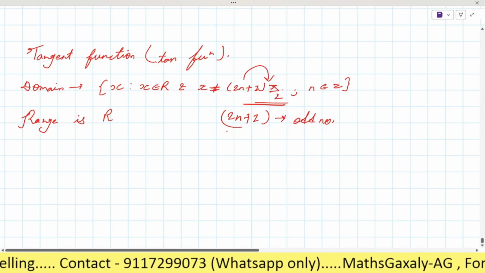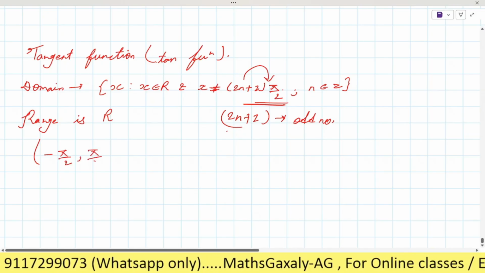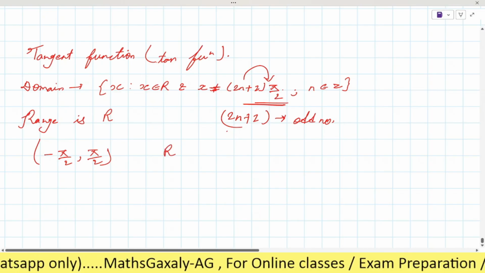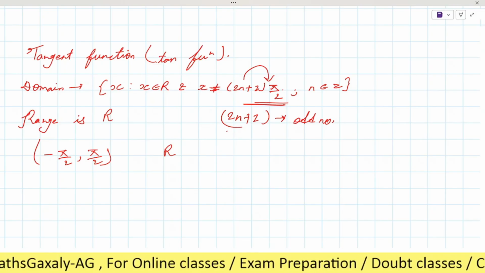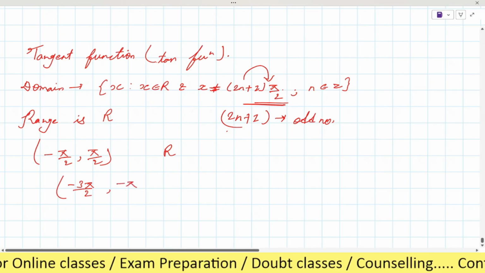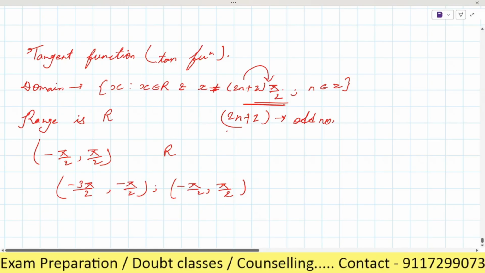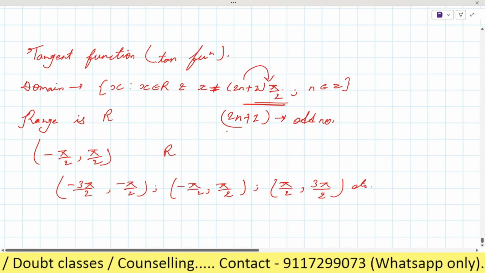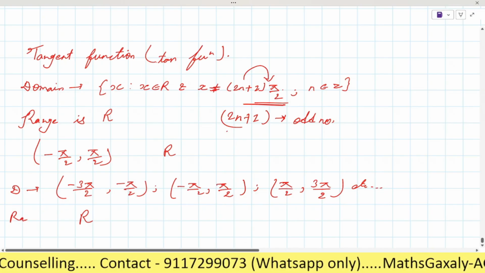So if we restrict the domain of the tangent function to the interval minus pi by 2 to pi by 2, then it is one-one and onto with the range R. So this will be the domain and this will be the range. Actually the tan function restricted to any of the intervals minus 3 pi by 2 to minus pi by 2, then minus pi by 2 to pi by 2, and pi by 2 to 3 pi by 2, is bijective and its range will be R.